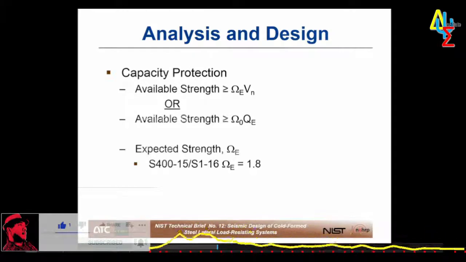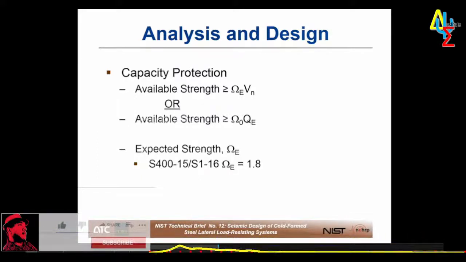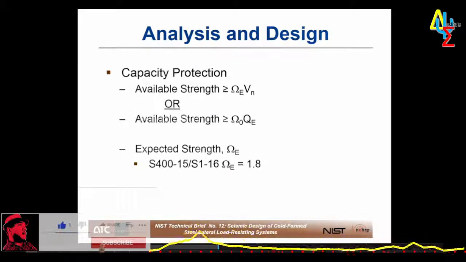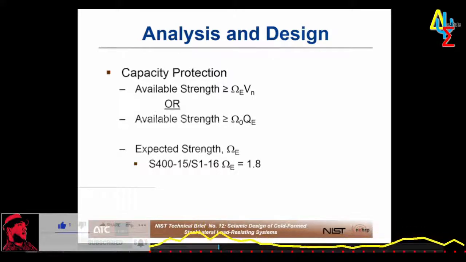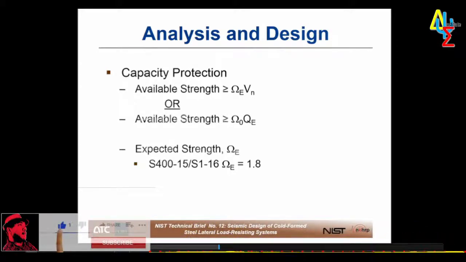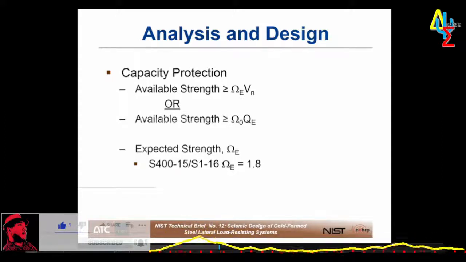So for shear walls in S415 with Supplement Number 1 of 2016, the expected strength factor for shear walls, omega E, was set to 1.8, which basically caused all the designs to be controlled by overstrength. In other words, expected strength was in there, but it was not really useful because it would always exceed the seismic forces, including omega naught.